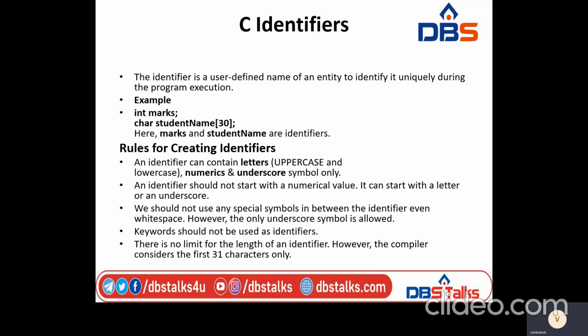Whenever we create an identifier, we should follow some rules. What are the various rules? An identifier can contain letters, uppercase and lowercase, numerics, and underscore symbols only. Next, an identifier should not start with a numeric value. It can start with a letter or an underscore, which is a special symbol. We should not use any special symbol in between identifiers.